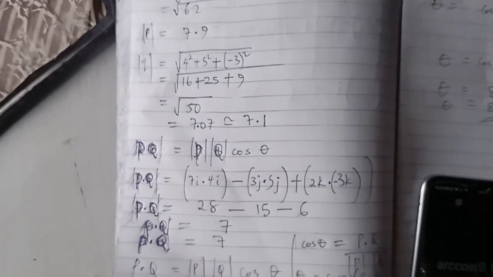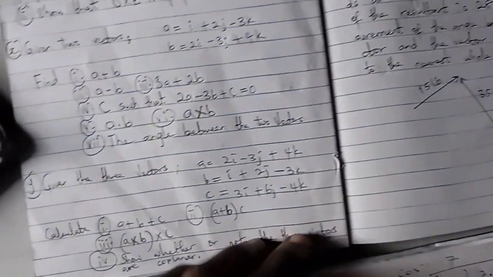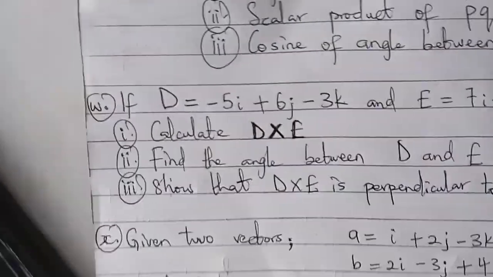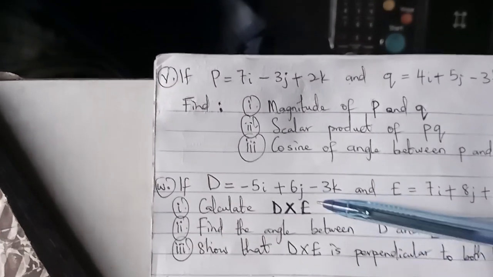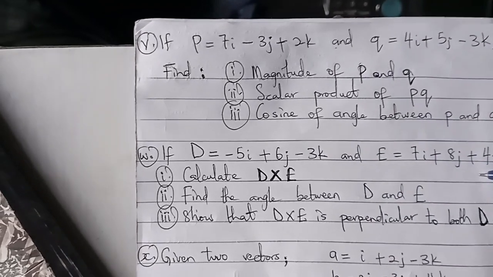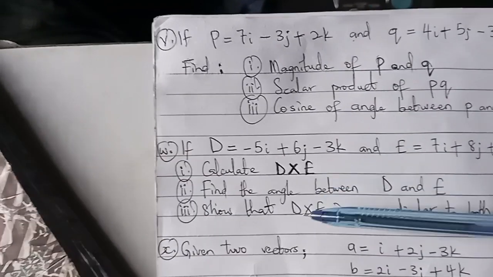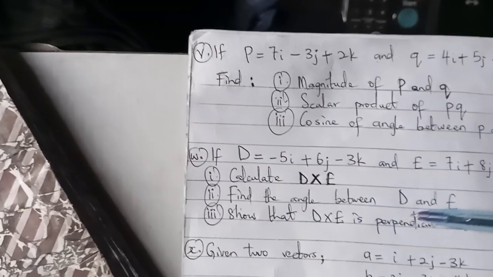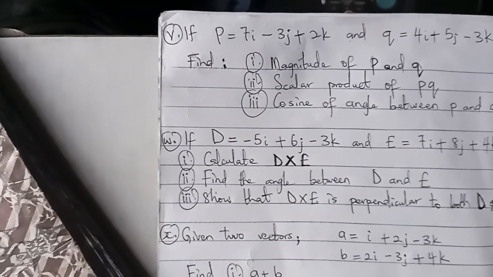Alright, let's now try to solve the next question. The next question says, and this is where we'll stop, this should be the last question for today. They said if D equals minus 5i plus 6j minus 3k and E equals 7i plus 8j plus 4k, calculate D cross E. Find the angle between D and E. Show that D cross E is perpendicular to both D and E.